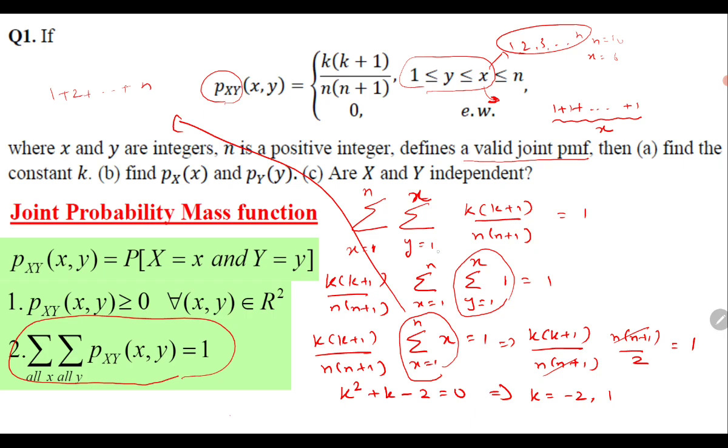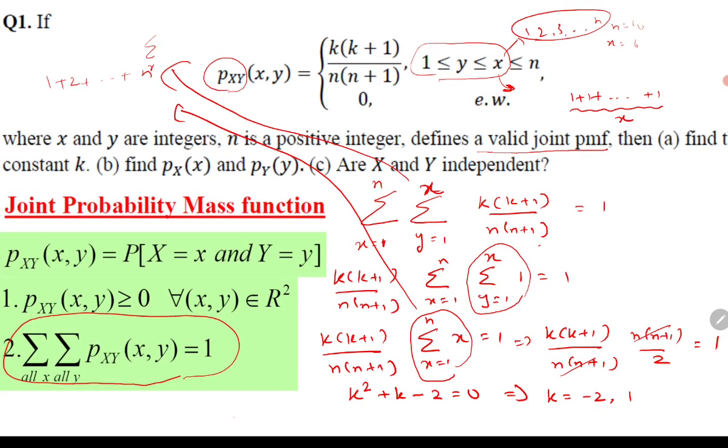If you change the order also, I am just writing down what the summation would be; the rest you can try by yourself. If you consider the summation over x, then x is moving from y to n and y is moving from 1 to n. In that case also you will get the same answer, the two values 1 and minus 2. Whether you substitute k equal to 1 or minus 2, you will realize that you get the same value for pxy.